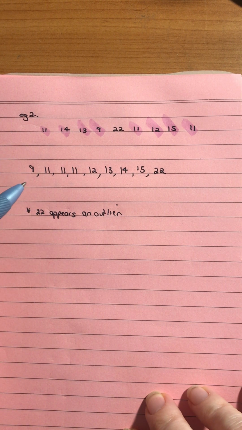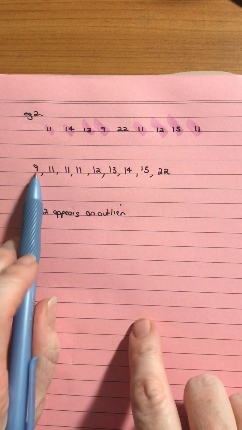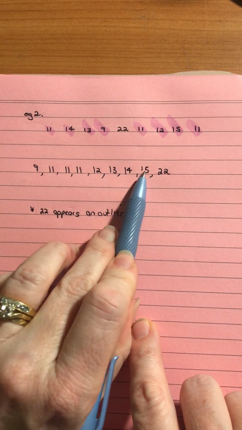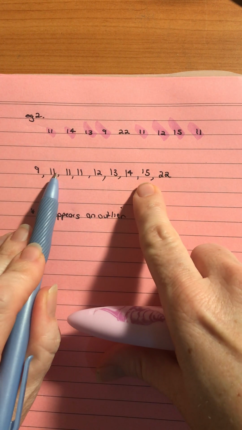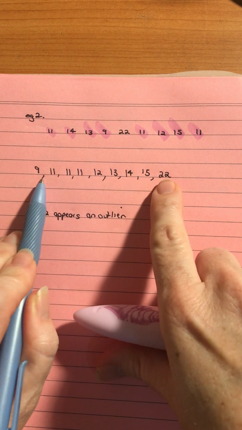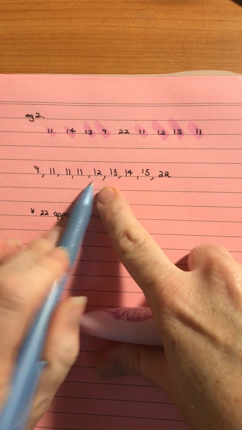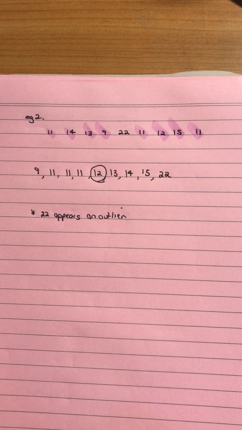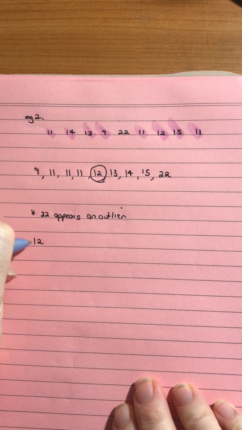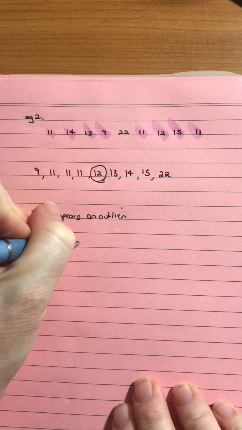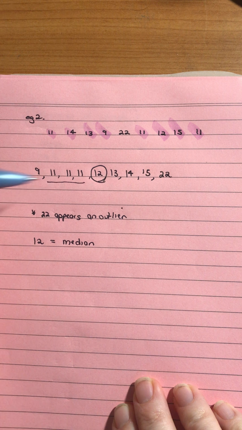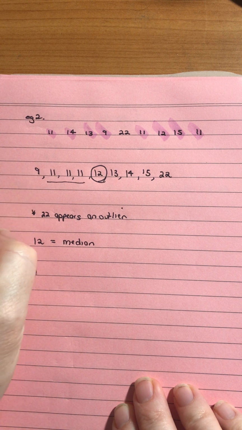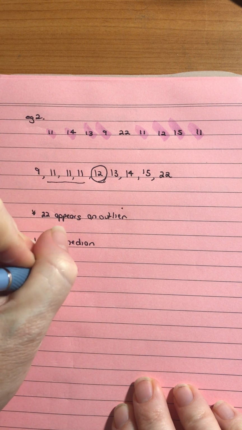So when we look at our median, we're counting into the middle. 1, 2, 3, 4, 5, 6, 7, 8, 9. I've got 9 numbers, which is an odd number, which means when I count in, I'm only going to get 1 number as my median. So 12 is my median here. Now my mode, when I put them down, I had the 3 11s. So 11 is equal to the mode.